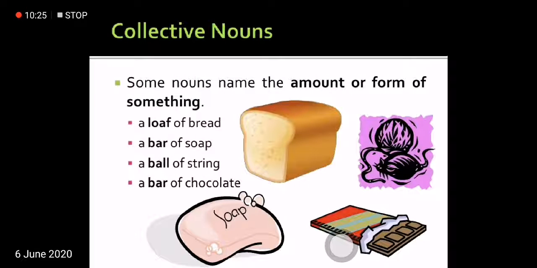And I believe that we have done these things in the video where we did countable and uncountable nouns with quantifiers and qualifiers. So go to that video and watch what quantifier and a qualifier mean for these types of things. Some nouns name the amount or form of something. For example, a loaf of bread, a bar of soap, a ball of string, a bar of chocolate.